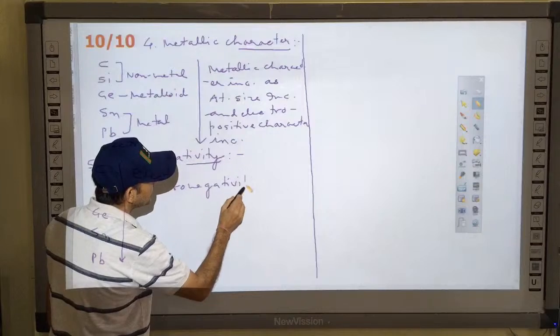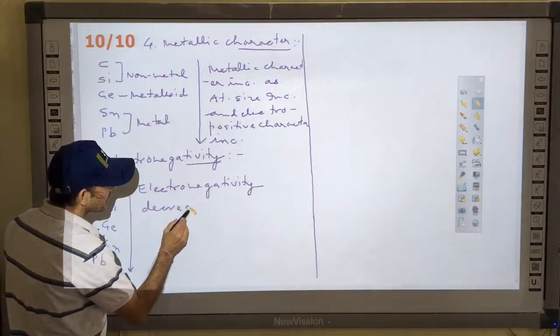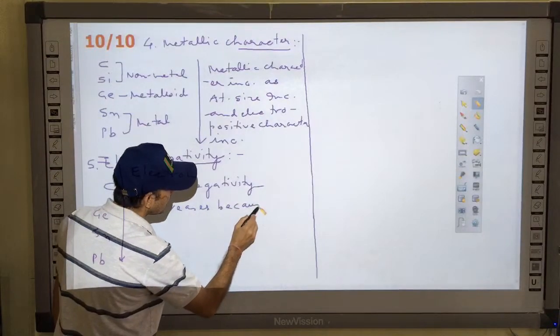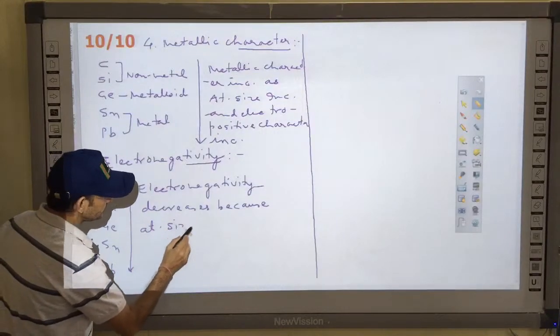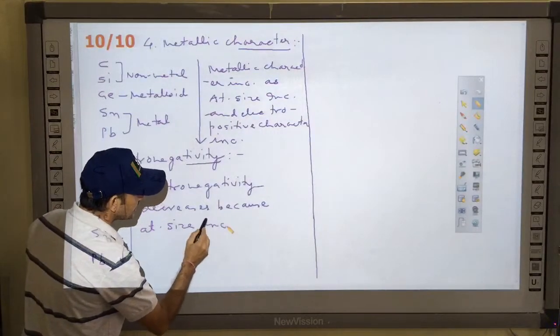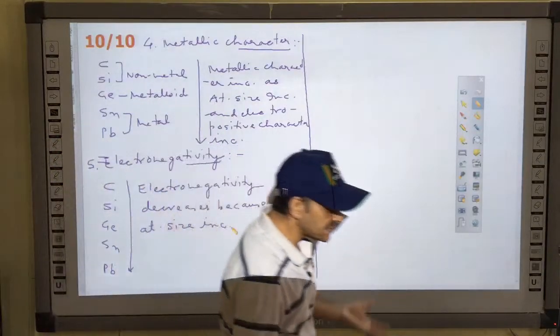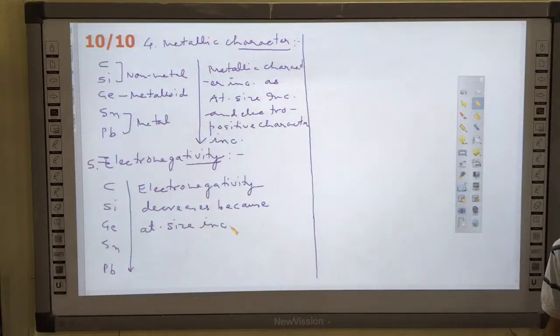Electronegativity decreases. Why is it decreasing? Because atomic size increases. Greater is the atomic size, if an atom has a greater size, then that atom has a tendency to lose electrons.